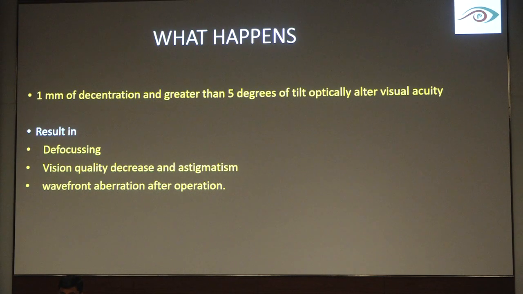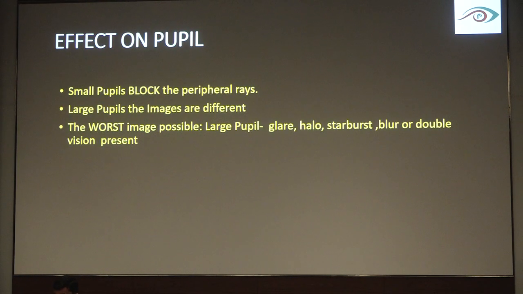So what basically happens in decentration? Why is it so important? If you have a decentration of more than 1 millimeter, it is going to cause vision problems. All your aberrations are going to come into place: glare, halos, starburst. The patient is basically not going to be happy. Vision is going to decrease, astigmatism is going to come, and defocusing is going to be there. Once this starts, the patient is not going to be happy at all and will start eating your head, asking what has gone wrong. And this is absolutely so, even though he has had a premium surgery or a normal surgery.